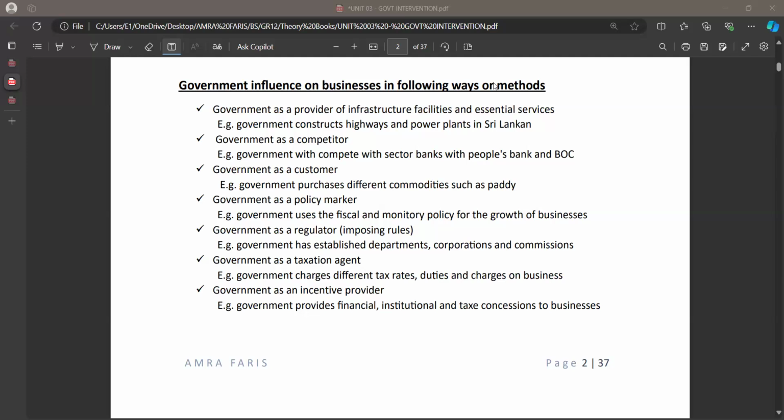One example is infrastructure. Do you know what an expressway is? A highway, connecting what and what? You all need to know this. There is one expressway which connects Colombo with Bandaranaike International Airport. What is that expressway named as?